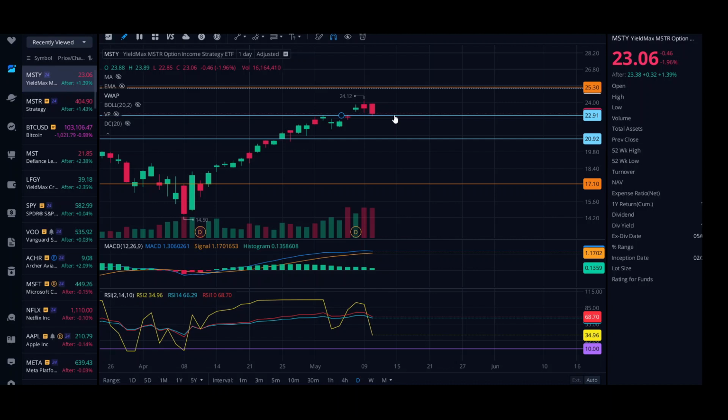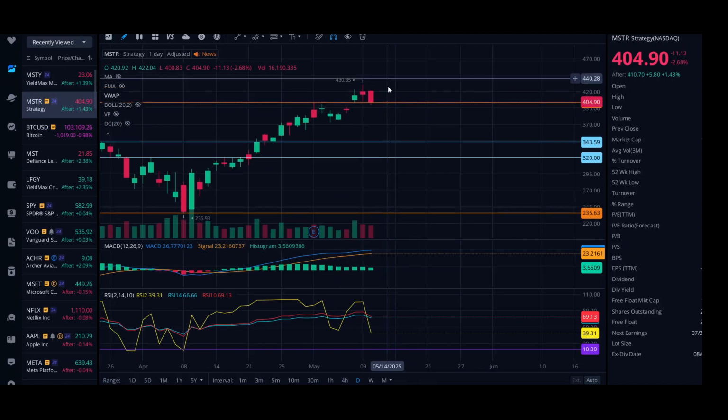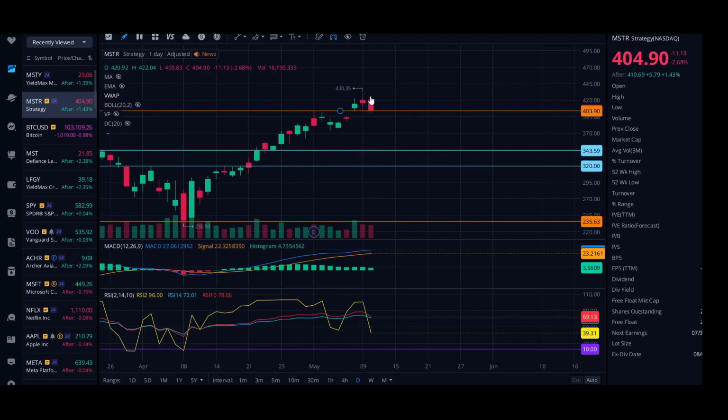Now I realize that MSTR is the driving force for MSTY. But if you look at the charts, they look exactly the same. So let me show you what I mean. If I flip it to MSTR, as you can see here, very similar, right? Hitting that support line right here, and hopefully we can bounce off of that.